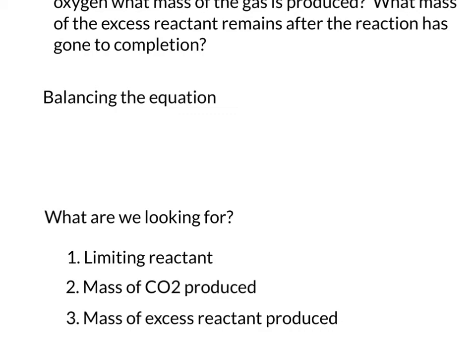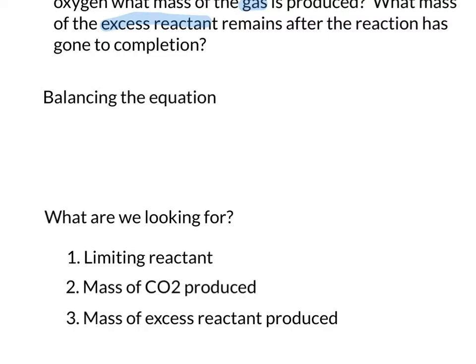Butanol, C4H9OH, is commonly used as a lighter fluid. Consider the combustion of butanol in the presence of oxygen gas. If 3.425 grams of butanol react with 3.555 grams of oxygen, what mass of gas is produced? What mass of the excess reactant remains after the reaction has gone to completion?